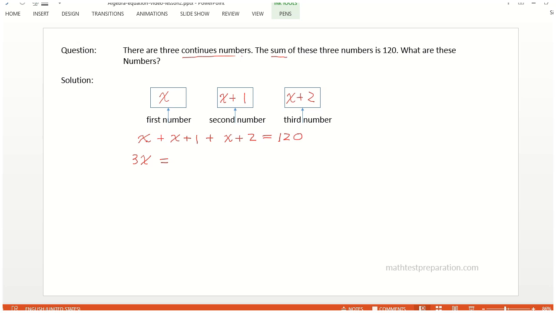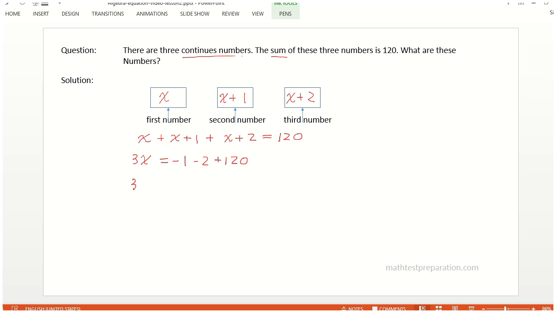We need to keep the x term, the unknown variable, on the left side of the equation and move the numbers to the right side of the equation. The positive 1 moves to the right side of the equation, changing to negative 1. Positive 2 moves to the right side of the equation, changing to negative 2. 120 minus 1 minus 2.